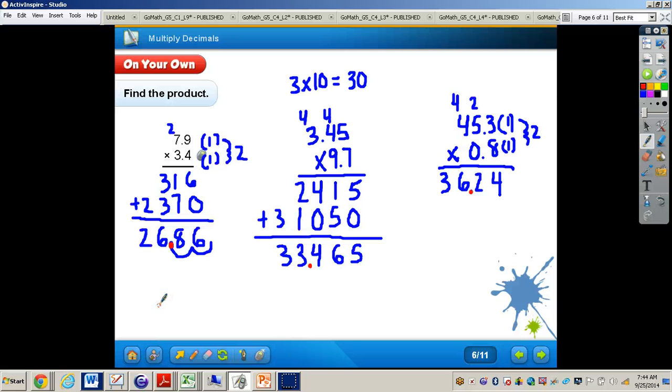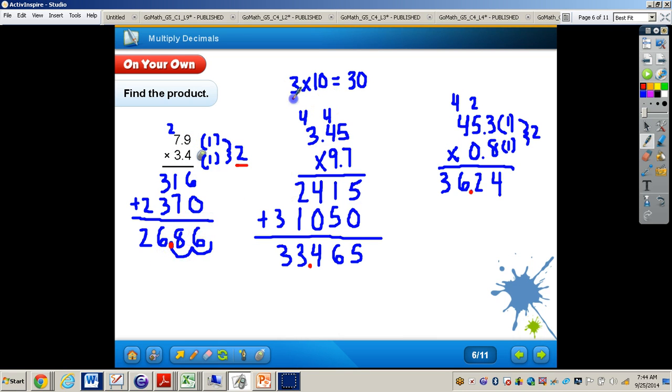Okay, here are the 3 answers. We have 26 and 86 hundredths. I placed my decimal point between the 1 and the ones and the tenths place. Why is that? 2 digits to the right of the decimal within my problem, 2 digits to the right of the decimal within my product.